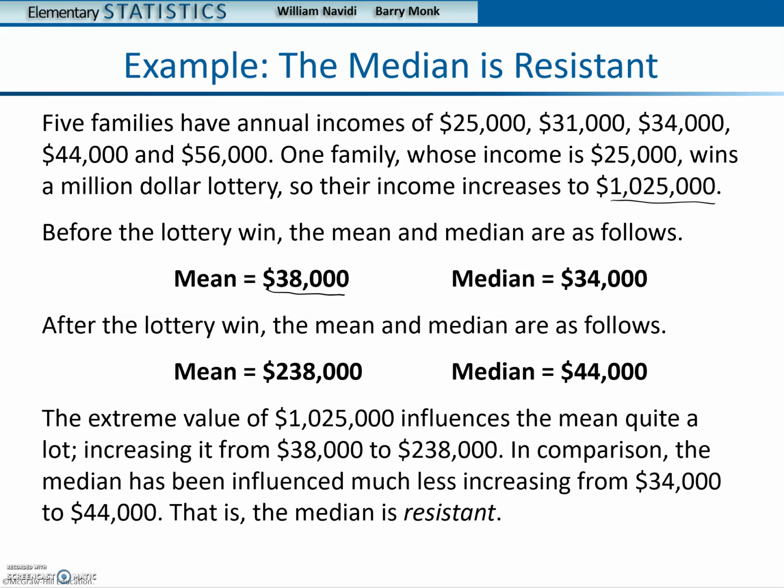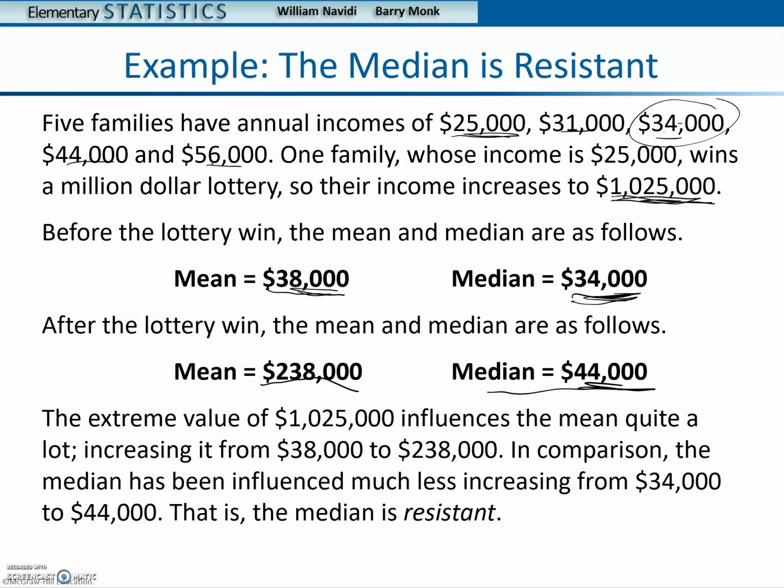So the mean was $38,000. They added up 25, 31, 34, 44, 56,000, divided it by 5, and got 38,000. And the median, these are already in order, so it's just the middle number, was 34,000. Now after they win the lottery, we have a new number. Instead of this 25,000, it now becomes $1,025,000. So you're adding $1,025,000, 31, 34, 44,000, 56,000. You're still dividing by 5, but this time the mean is 238,000, and the median is now 44,000.